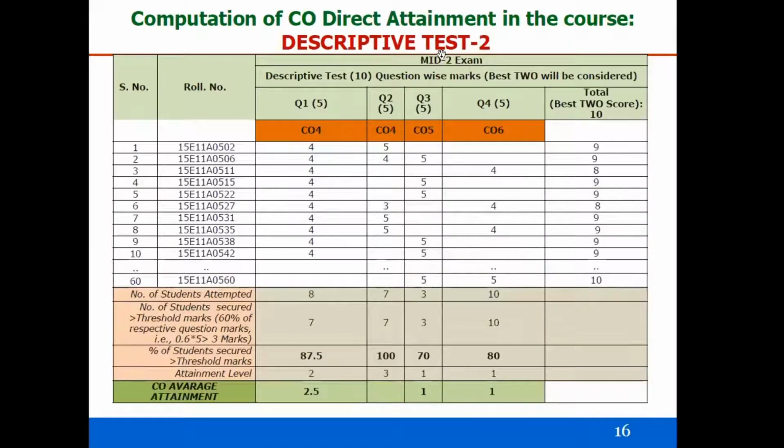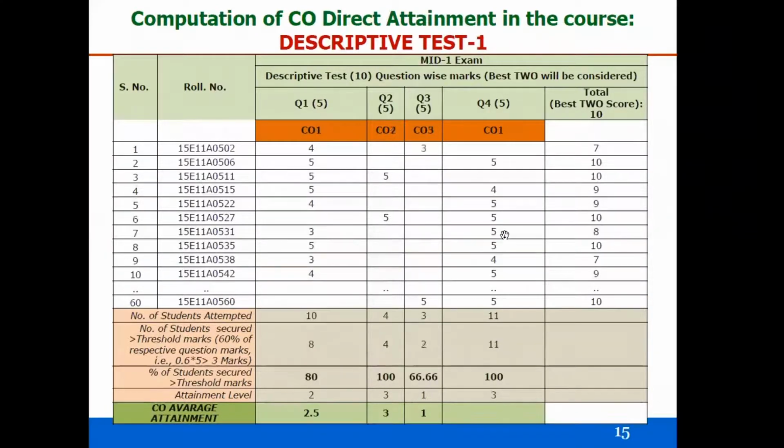Now here descriptive test 2. Excuse me. Yes, sir. CO average attainment 2.5. How you got it? Sir, here question 1, CO1, the attainment value is 2. Then same question 1 mapping to question 4 also. The last one here you can see, sir. Here the value is 3. Yeah, 2 plus 3 by 2. Then that way you got it. Okay. Yes, sir. Average, sir. Yeah, understood. Why? Because same CO mapping with more than one question. Okay. Thank you.